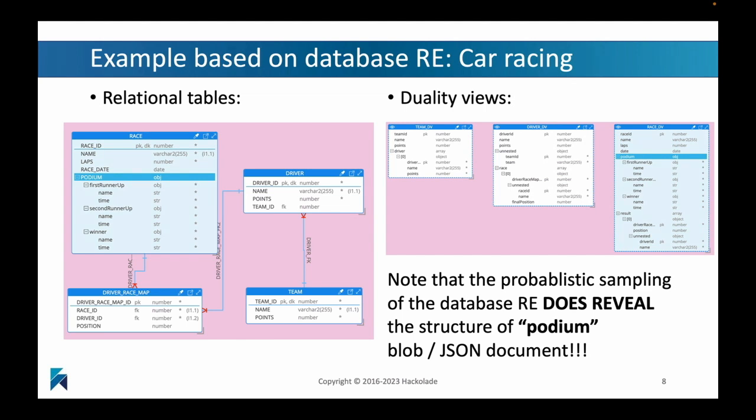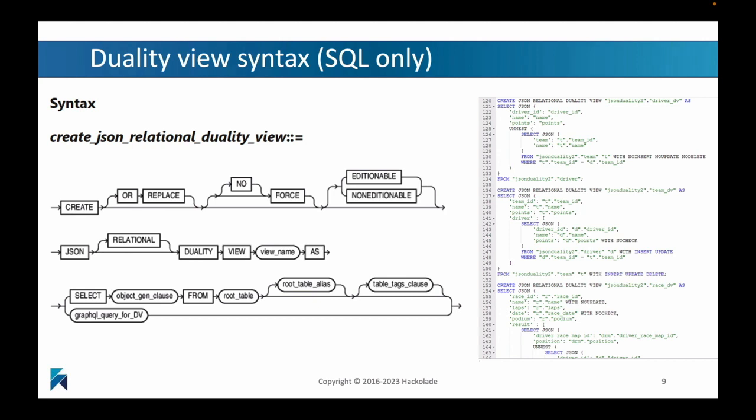Why? Because we do probabilistic sampling of the database, and this will obviously also understand that the structure is more refined. Hackolade will also allow you to generate or understand, reverse engineer, forward engineer the SQL syntax for these duality views. Note that there is an alternative way of doing this using GraphQL, but this is currently not yet supported.